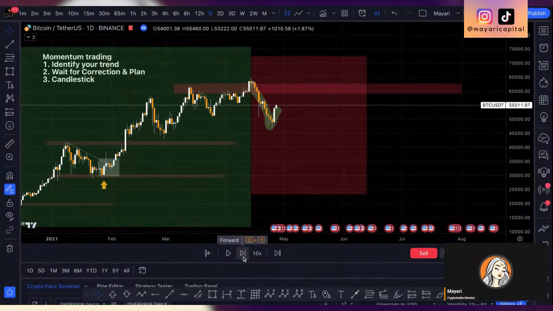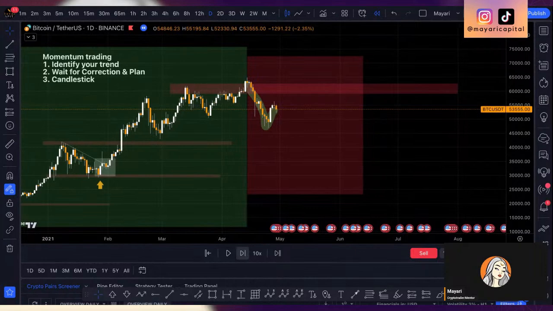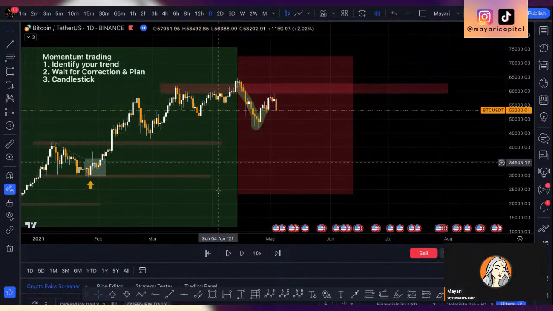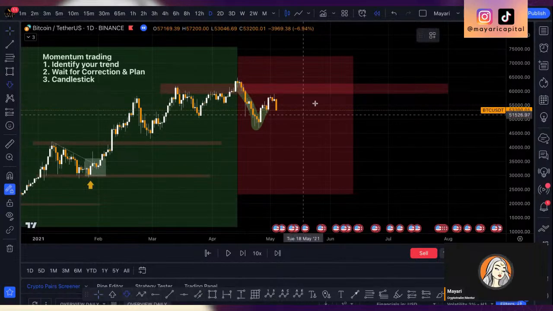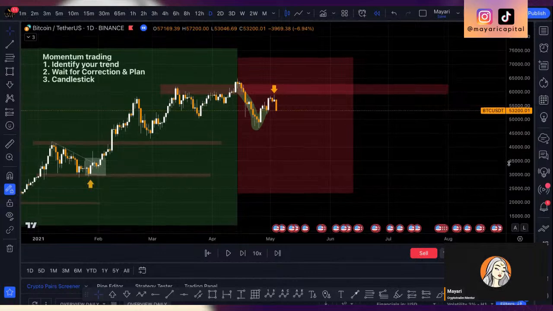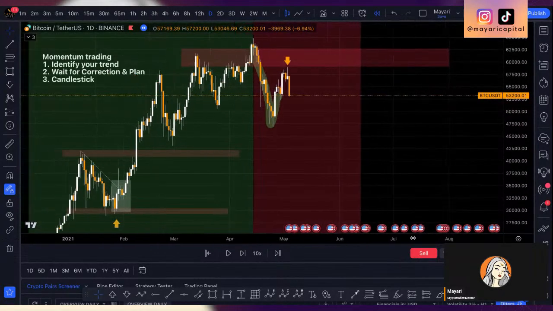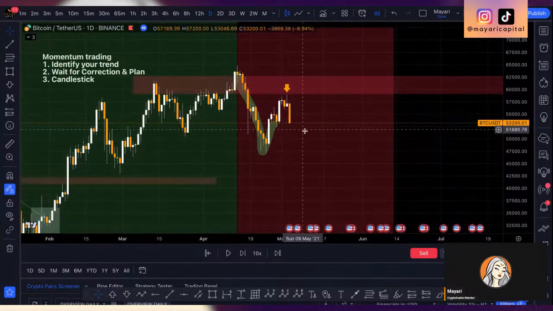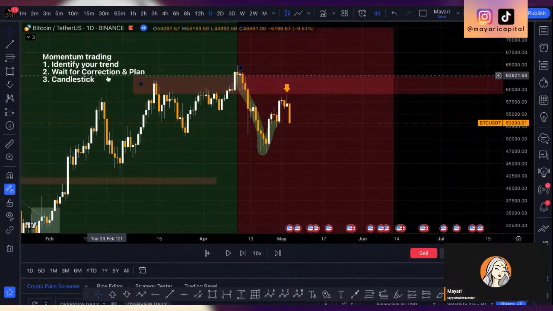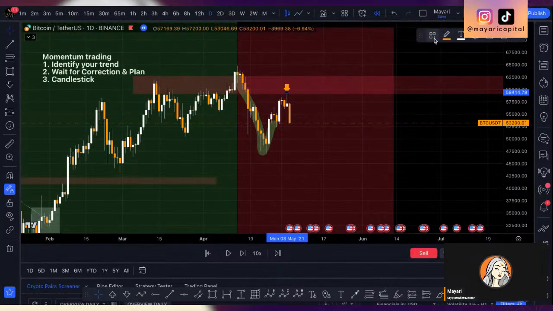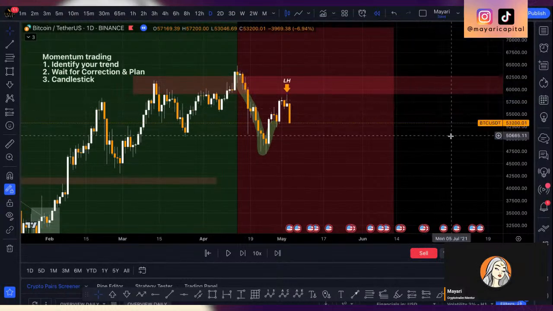Yeah, so now we're getting the correction. Now we are nearing that. Why are we seeing some bearish candlestick? Can you see? Pin bar. I'm not quite sure if you guys can, but I want you to see that. Pin bar rejection. Remember, wait for correction and plan. And our plan is to enter at the lower high, possibly the lower high.